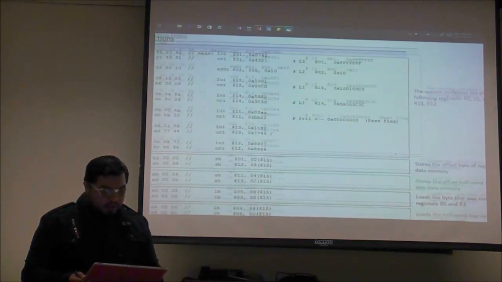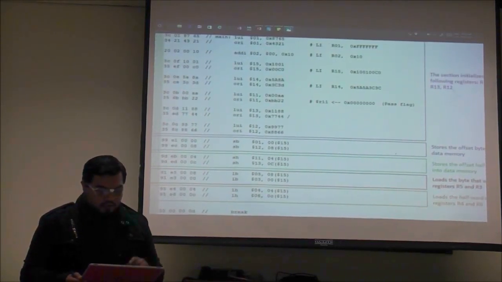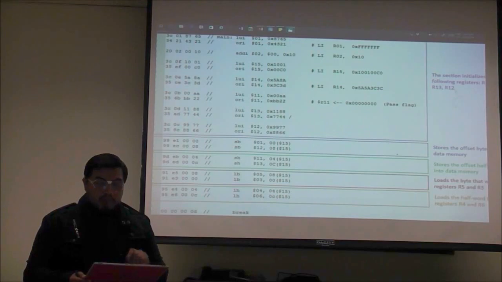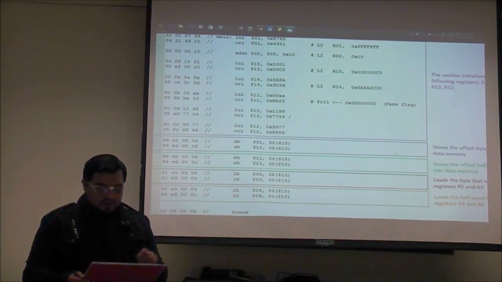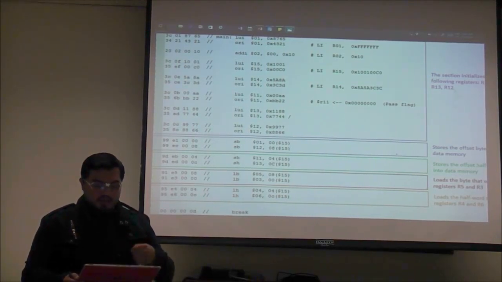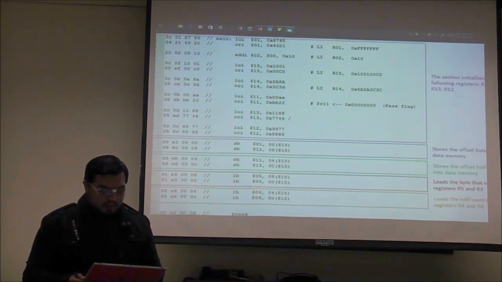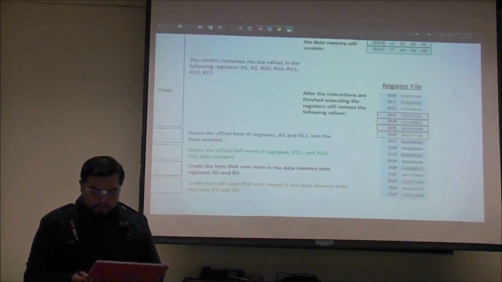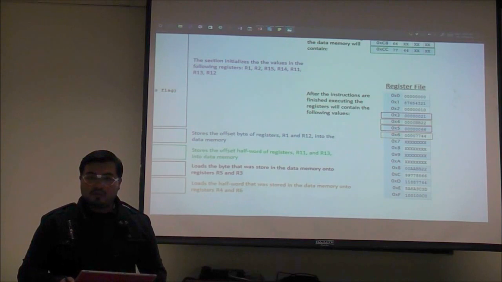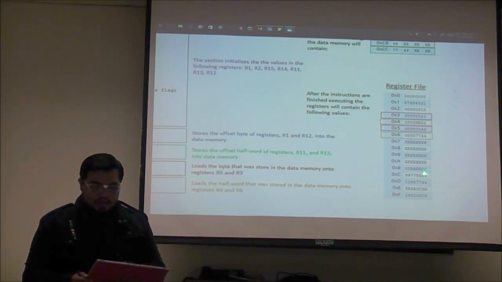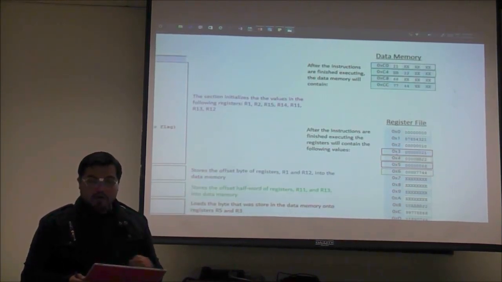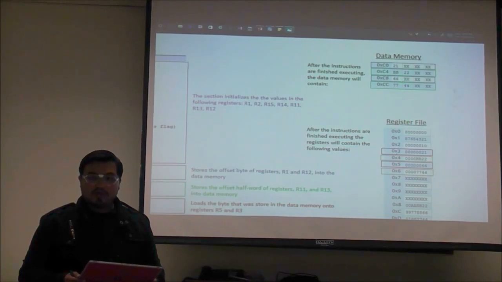Moving on, now we're going to store half words. Now I'm telling the MIPS machine, grab the base address 15 with offset 4 and store the contents of register 11. So what's the contents of 11? Let's go to B. It's BB22. And now let's see if it's storing it with offset 4. There you go, BB22. C4 contains the least significant half word of register 11.